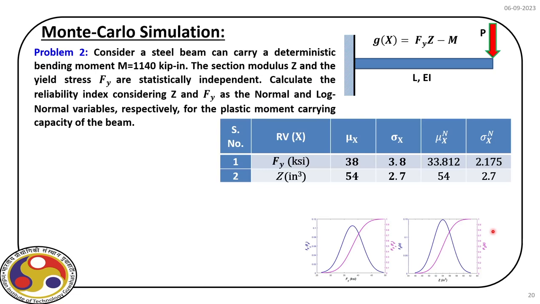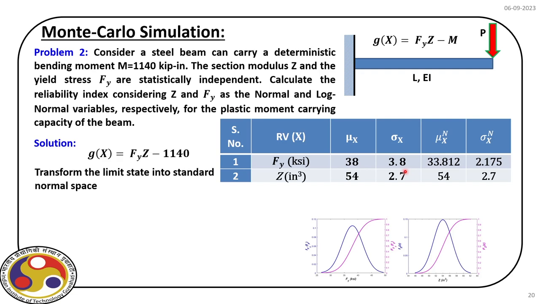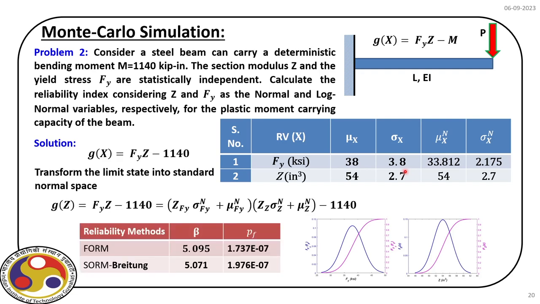So there is a second problem. This problem we have solved multiple times: the same cantilever beam with a point load at the free end, and we consider the support moment for our design. The properties of the random variables, in this case we have two random variables, Fy and Z, are given here that you can see. Z is following a normal distribution while Fy is following a lognormal distribution. Then this is how we develop the model, and finally using FORM and SORM we get the results that you can see on your screen.